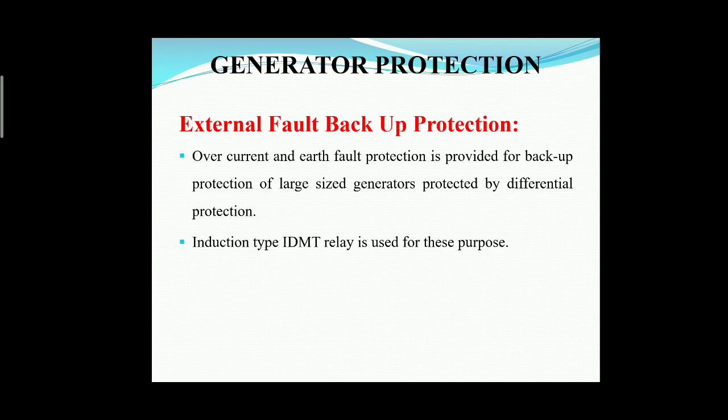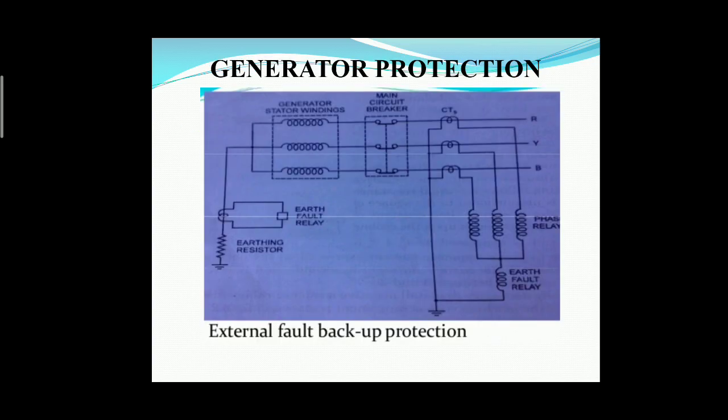Next, the last one is the external fault or backup protection. For this type of external fault protection we use backup protection relays, that is IDMT relays, inverse definite minimum time relays. Overcurrent and earth fault protection is provided as backup protection for large generators, along with differential protection. This is the diagram for the external fault backup protection.